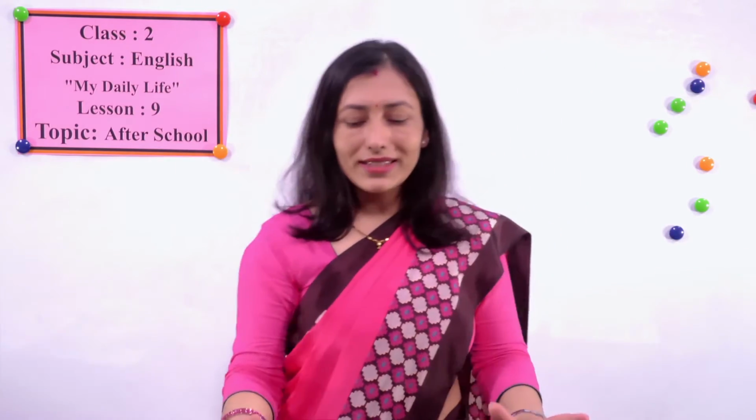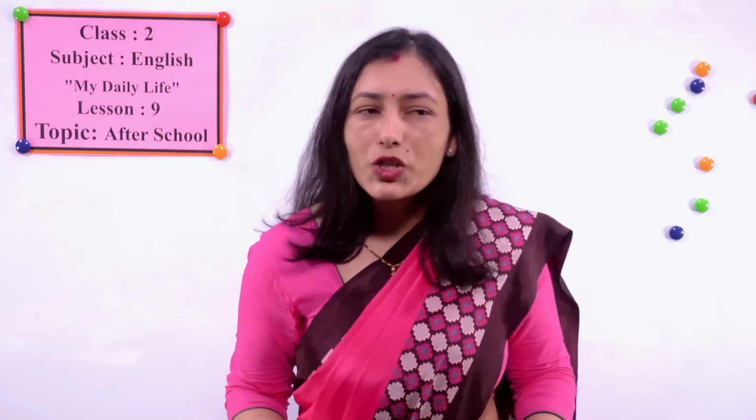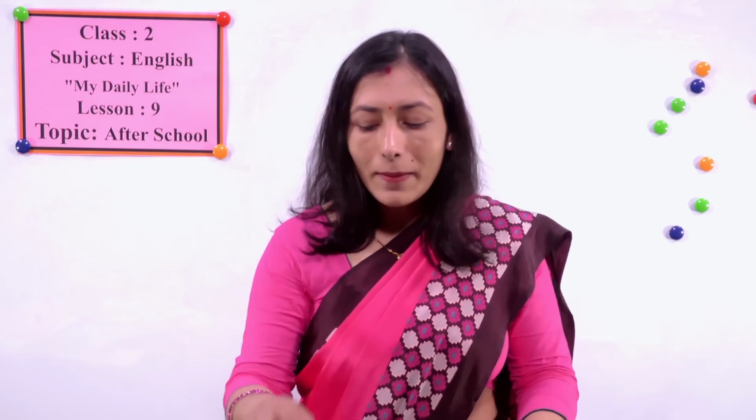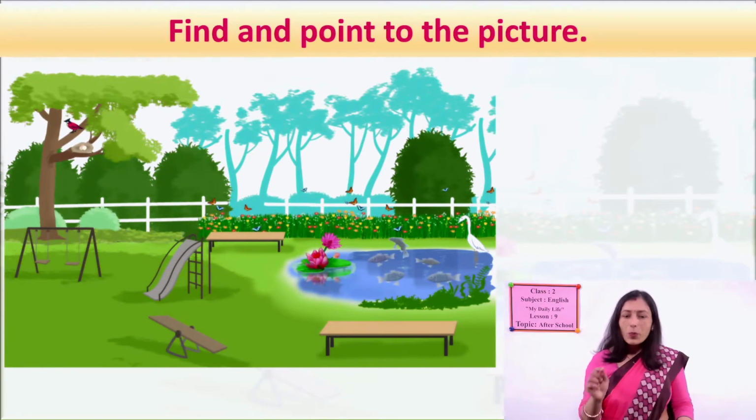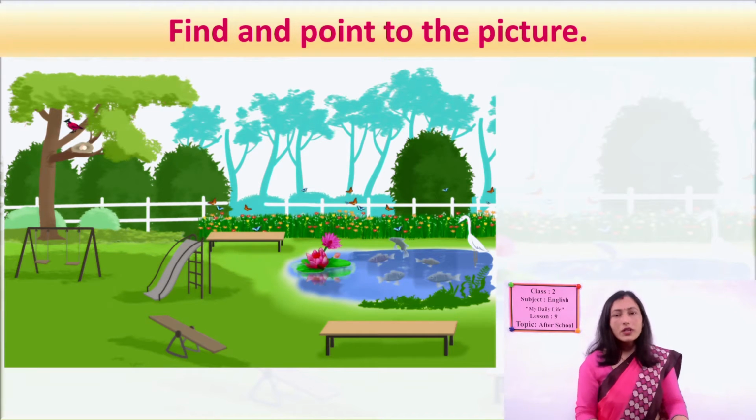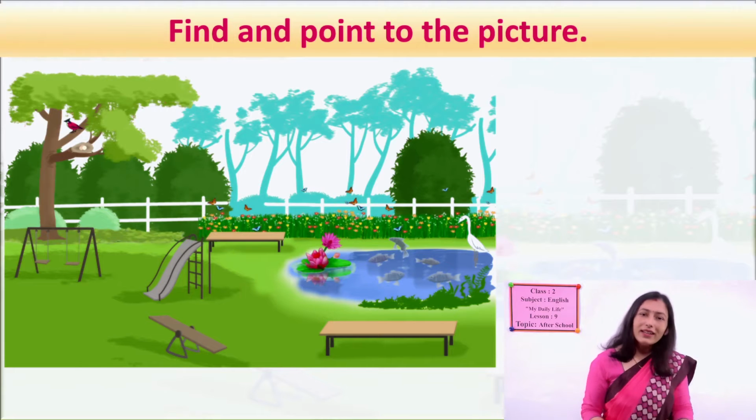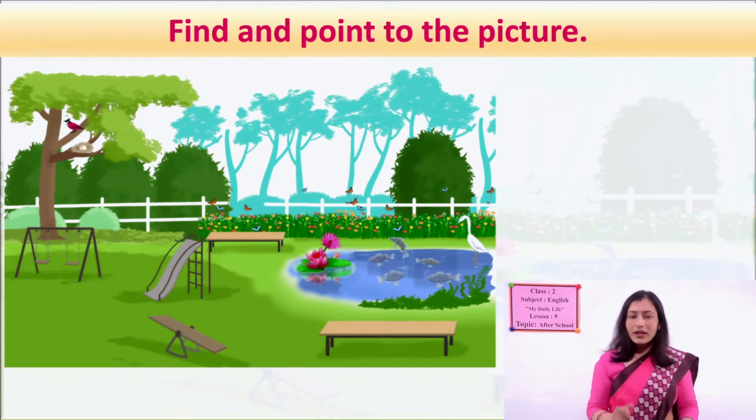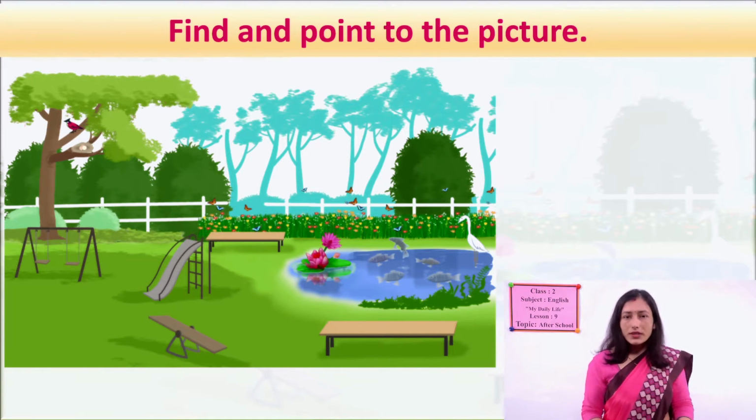Dear students, now I am going to show you a picture. Look at the picture and point to the picture. I will tell you the word and you should point to the picture. So let's do one by one. Point to pond. Did you point? Good, very good. Now, fish.